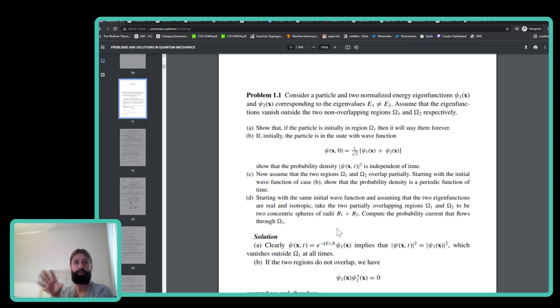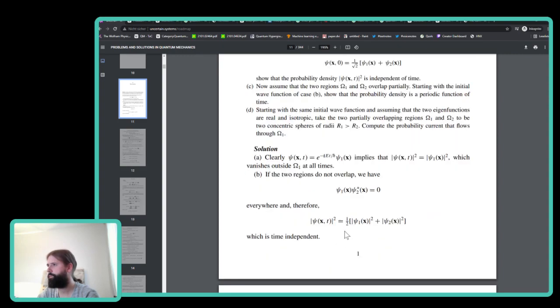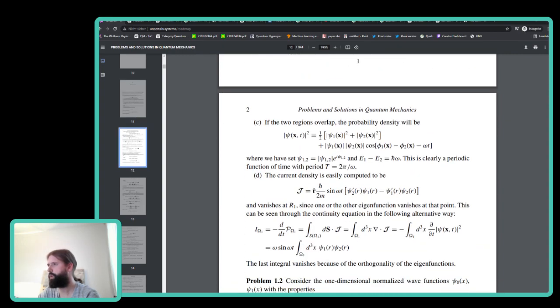I understand, I think, intuitively what it means and what you're trying to do, right? So you're trying to show that these things are just continuous. What does the solution say? The solution says blah blah blah, and vanishes since one or the other eigenfunction vanishes at that point. This can be seen through the continuity equation in the following alternative way.